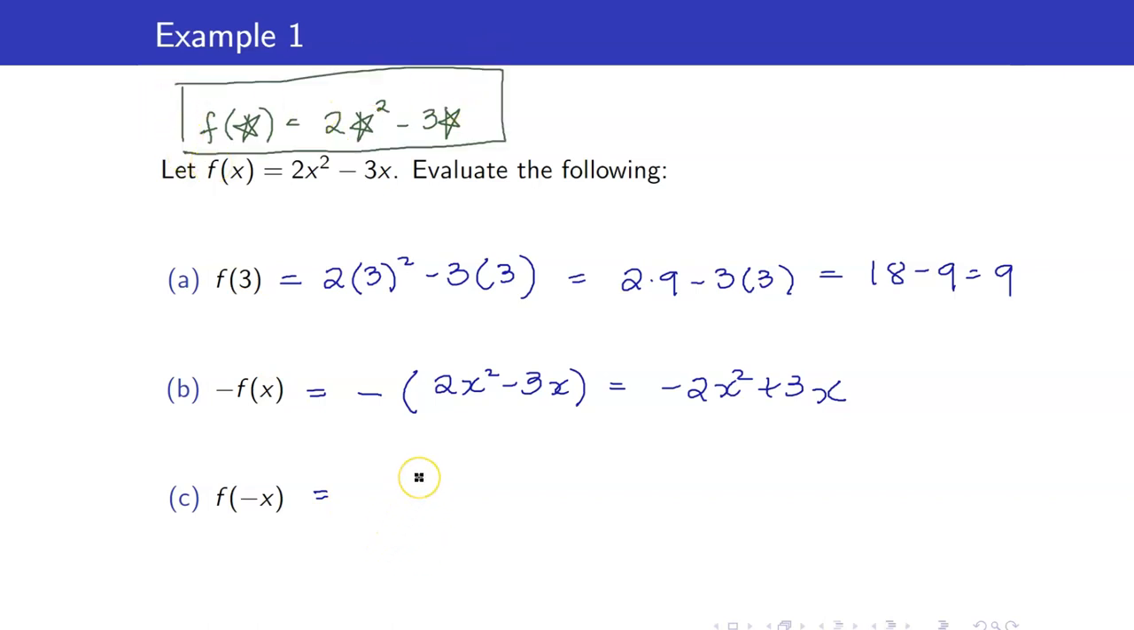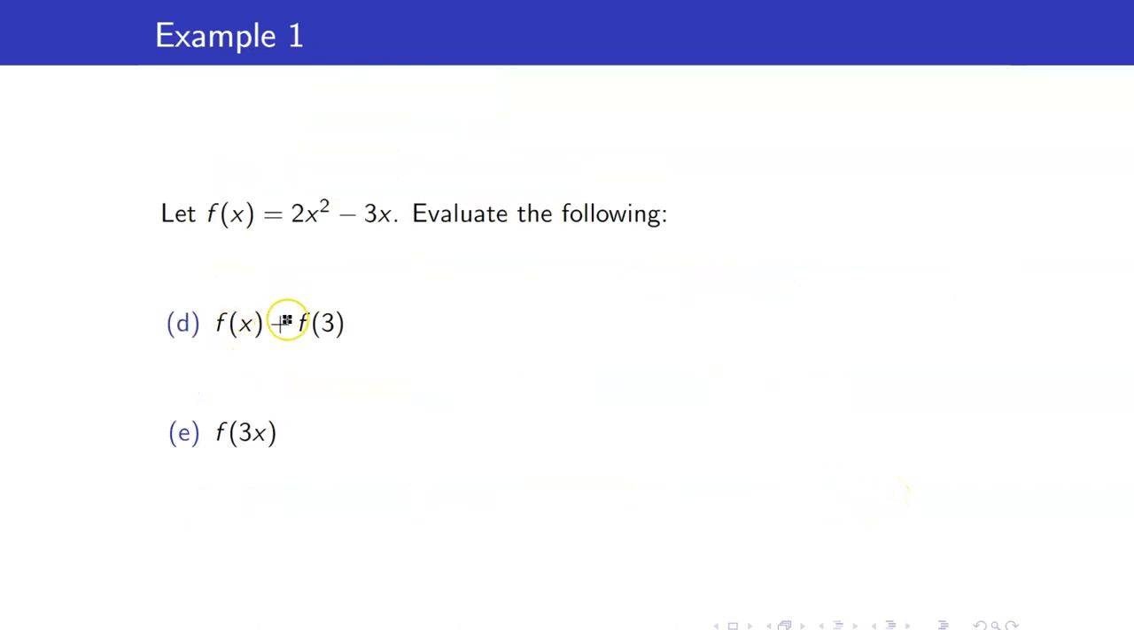And what is now f of negative x? I will substitute negative x for star. Alright? So that's 2 times negative x squared minus 3 times star, in this case, negative x. So it's 2x squared plus 3x.